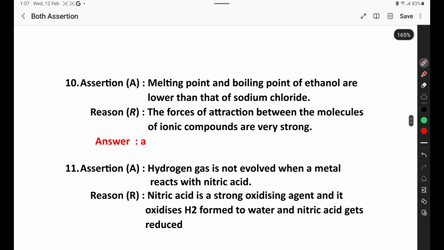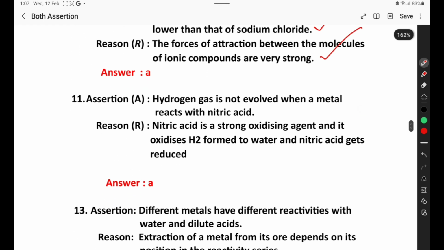Melting point and boiling point of ethanol are lower than that of sodium chloride. We know ethanol is a covalent compound. Covalent compounds have low melting point and boiling point compared to ionic compounds. Sodium chloride is an ionic compound. It has high melting point because of the strong force of attraction between the particles. So the force of attraction between the molecules of ionic compounds is very strong. So assertion and reason both are correct, and reason is the correct explanation of assertion.